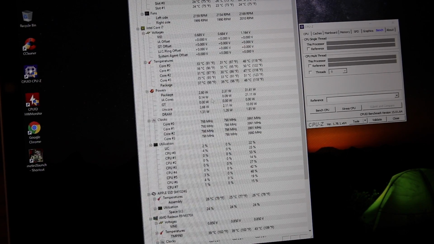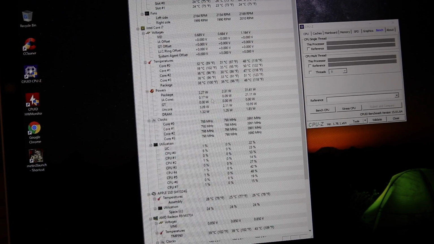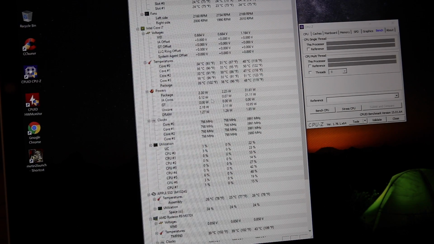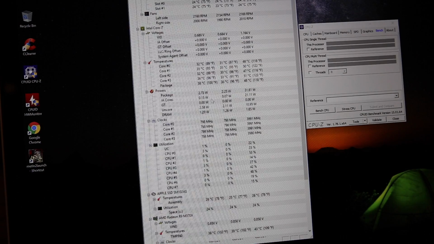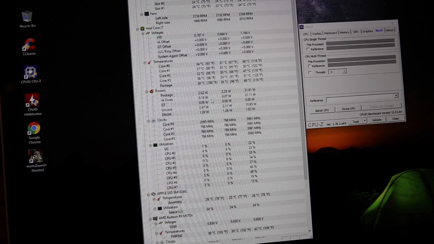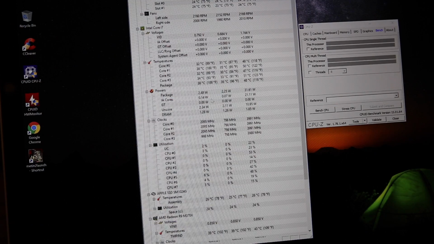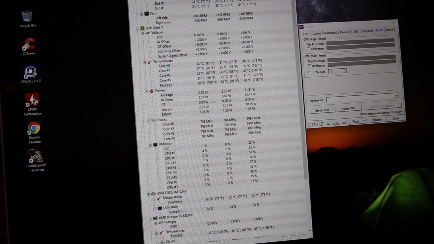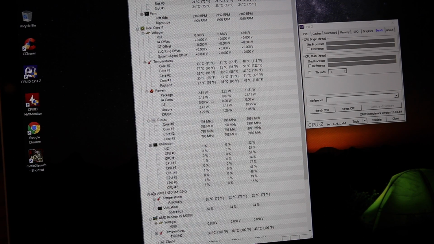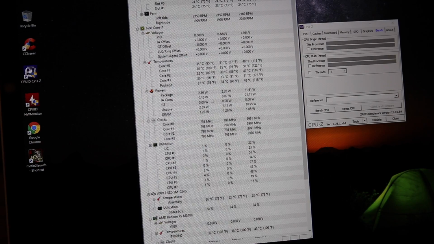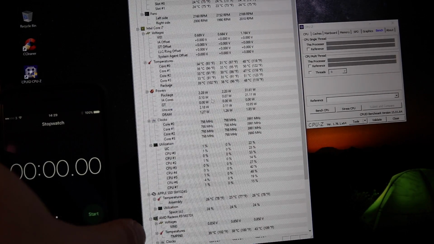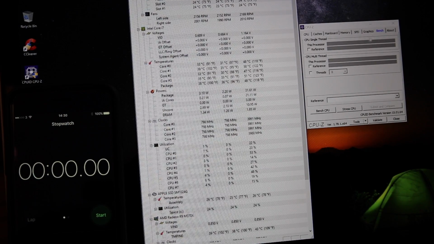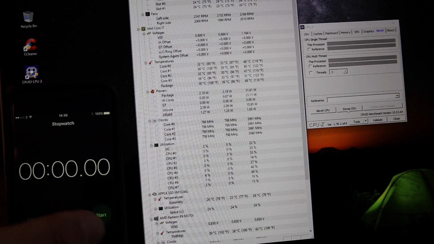So let's start and stress the processor and also count the time. Use a counter to see when the processor will limit the frequency, when the processor will start kicking in. Let's check. Put my phone here, have a clock, and we'll start stressing the CPU at the same time.